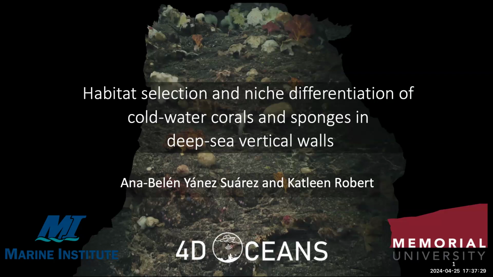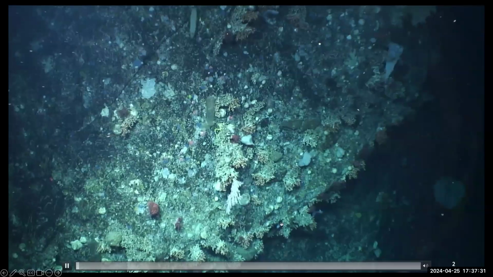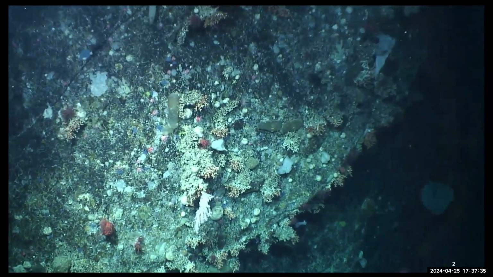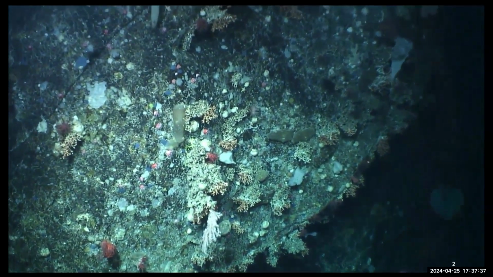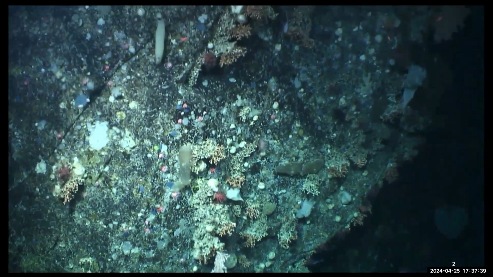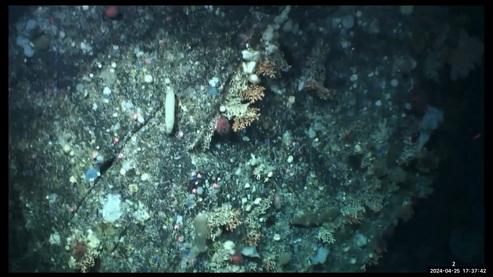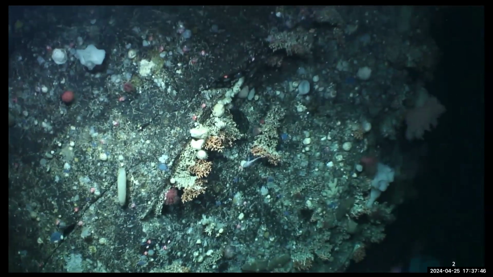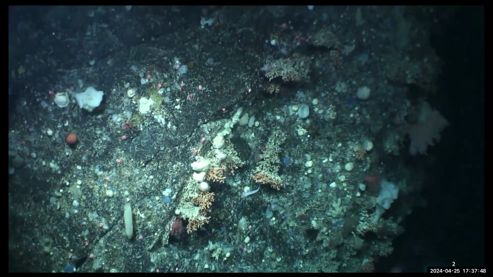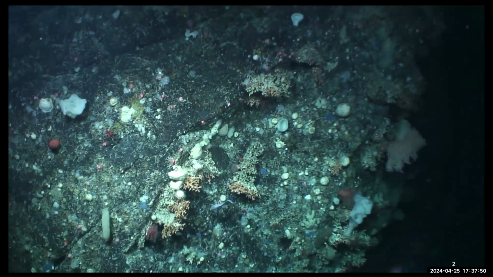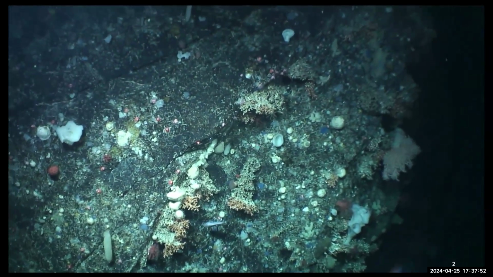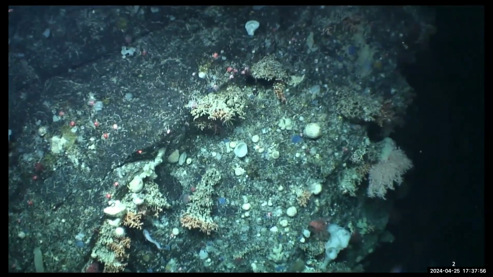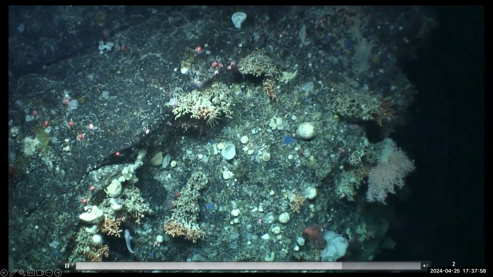First, I want to share with you this video of a vertical wall. Vertical walls are characterized by hard substrate and low sedimentation rates. This can provide an excellent habitat for corals and sponges to occupy, and these species that are vulnerable marine ecosystem indicators create extra complexity and habitat for other organisms such as crabs, elasmobranchs, fish, and more. So the biodiversity is increased.